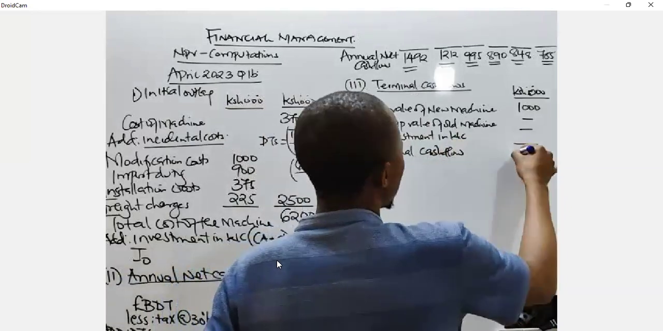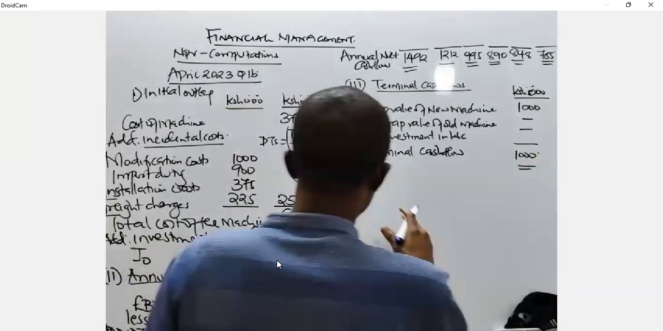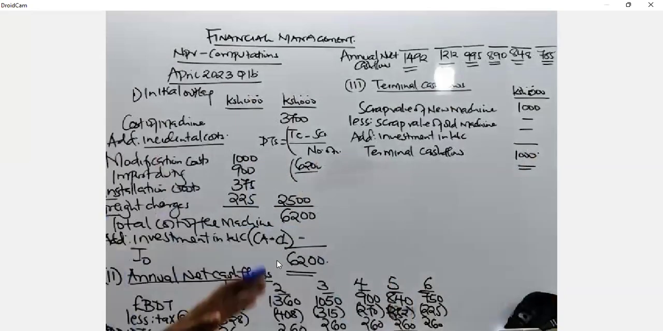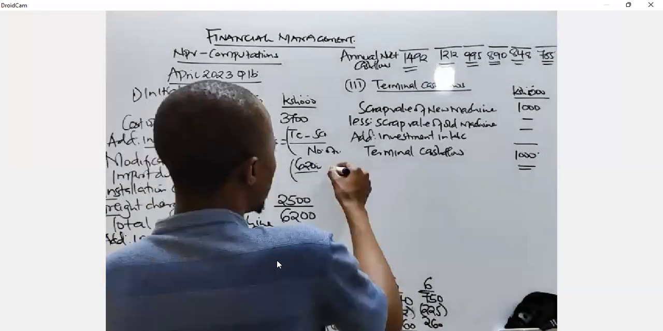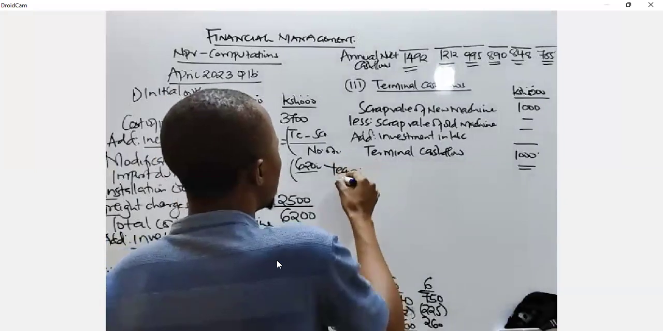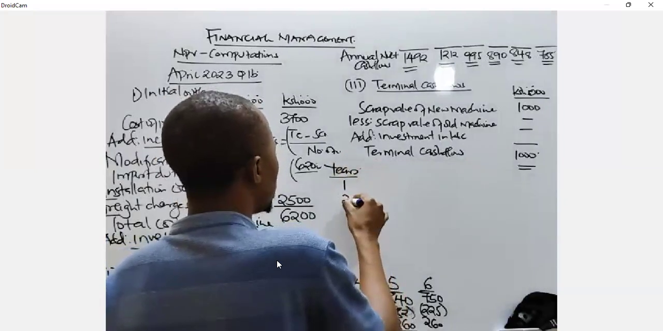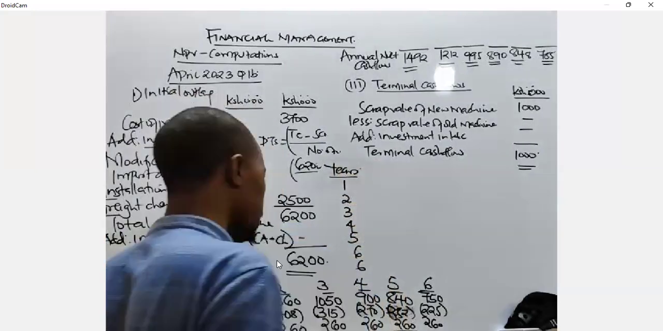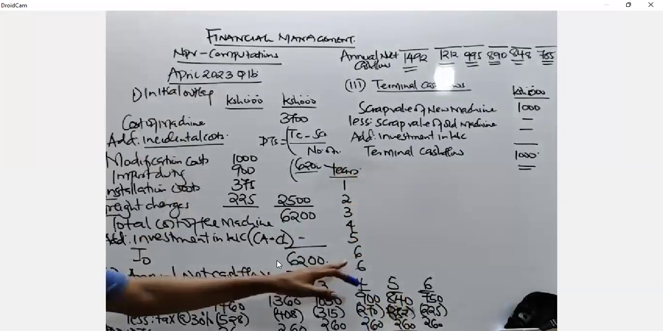The terminal cash flow in our case is 1,000. Now, you have already done all this. Those are the 3 steps. Now we want to compute the NPV. So if you want to compute the NPV, take the number of years. We have year 1, year 2, year 3, year 4, year 5, and then year 6 is twice. The cash flow for year 6 we are going to be getting twice.